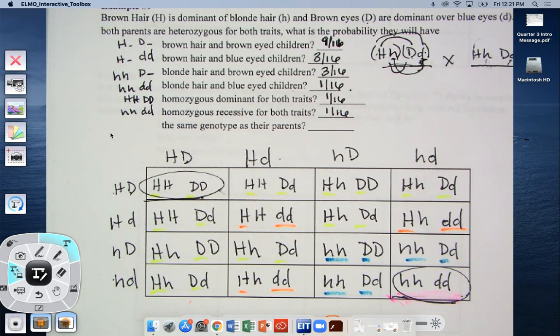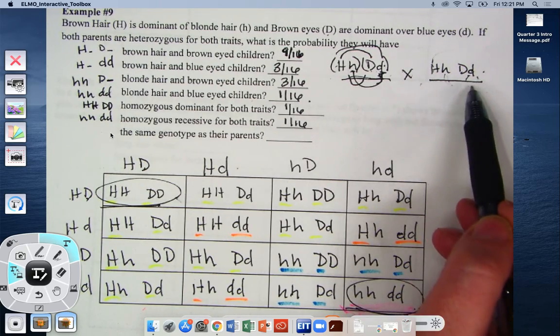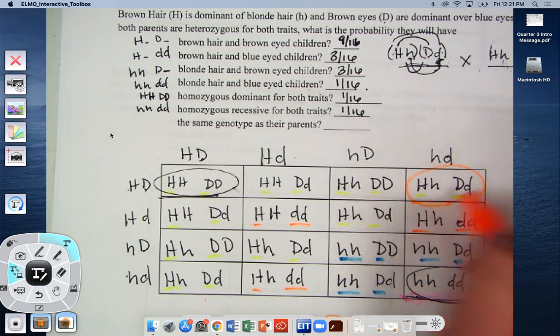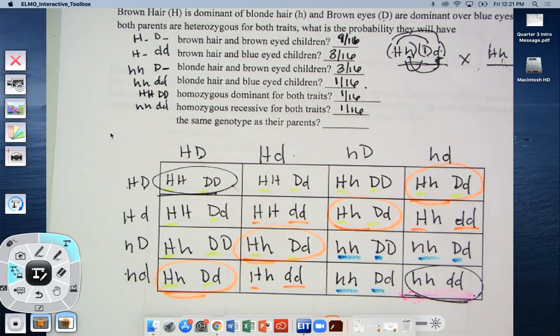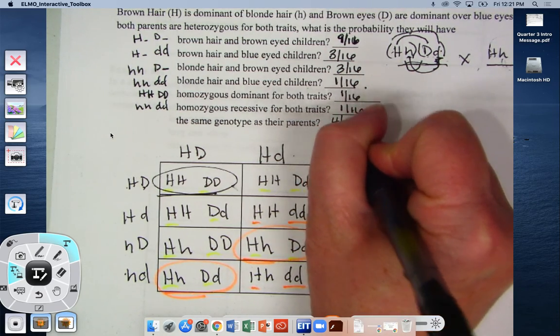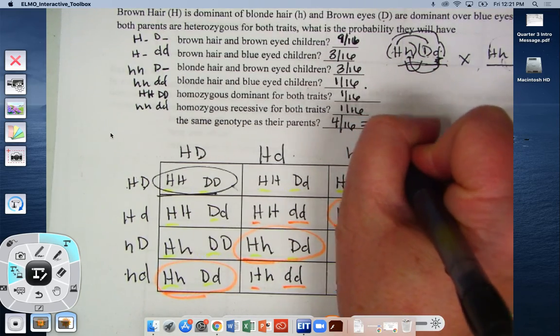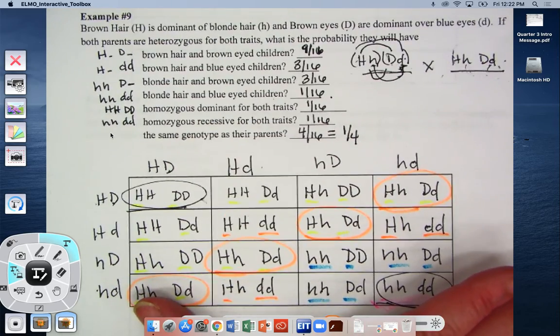And then same genotype as the parents. So the parents are capital H, lowercase h, capital D, lowercase d. So where are those, right? We have 1 here, 1 here, 1 here, and 1 here. So that is 4 out of 16. Now, are we really going to write 4 out of 16? Heck no, right? We have to reduce to 1/4. And so that is how we do a heterozygous cross.